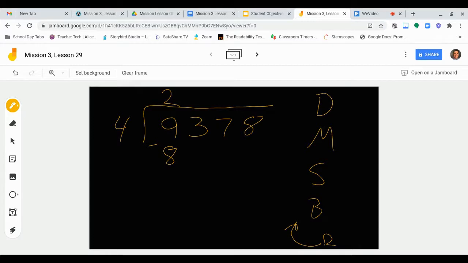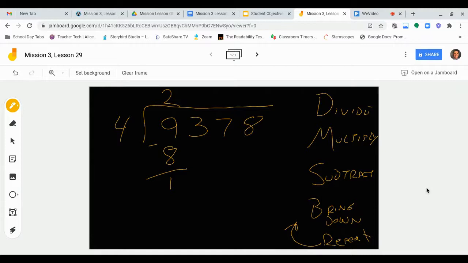So I'm going to do that. Subtract, 9 minus 8 is 1. All right. What's my next step now? Well, I did divide. I'll go ahead and write the word out here. Divide, multiply, subtract, bring down, and repeat. Okay, so I just subtracted. So what's my next step?